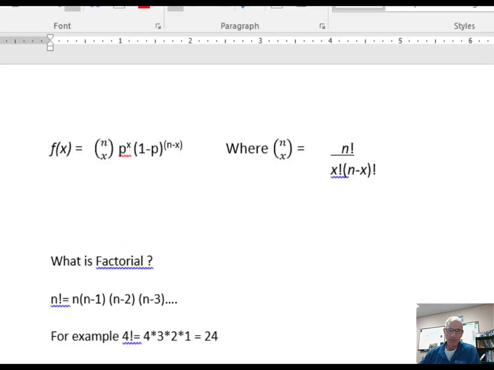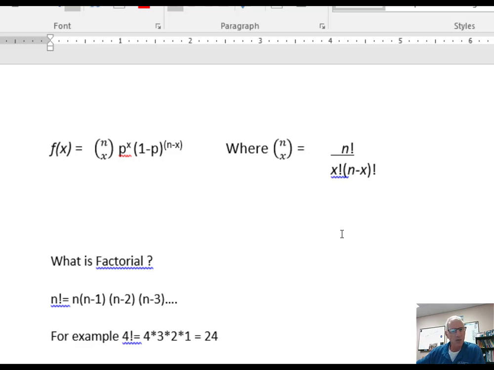The binomial probability function is the probability of x successes in n trials. That's what f of x is here, with the probability of a particular sequence of trial outcomes with x successes in n trials represented by p to the x, 1 minus p raised to the n minus x, where n over x in the parentheses, as you see here, is n factorial over x factorial multiplied by n minus x factorial.